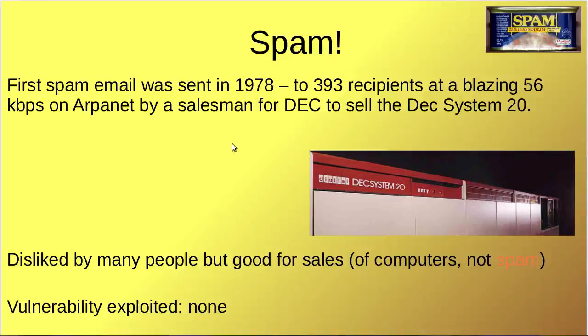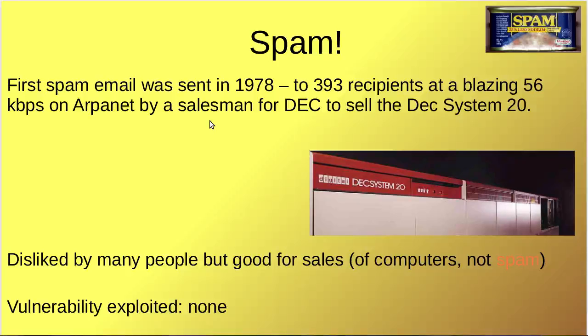The first spam email was sent in 1978. It was sent to about 400 people, and this was happening at a quote-unquote blazing speed of 56 kilobytes per second on the ARPANET, which was the precursor to the internet. It was sent by a salesman for the Digital Equipment Corporation, and all he was trying to do was just sell more computers that the company produced. The DEC System 20 had just come out. Of course, the people who got this email weren't looking for it, and it was not liked by people who got the email, but it was actually good for sales of these computers, and it sort of worked.